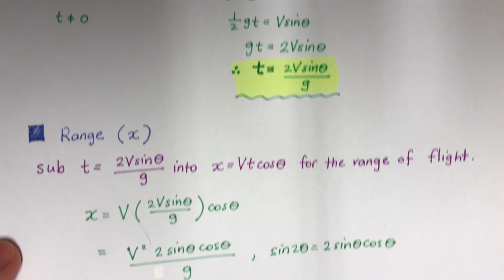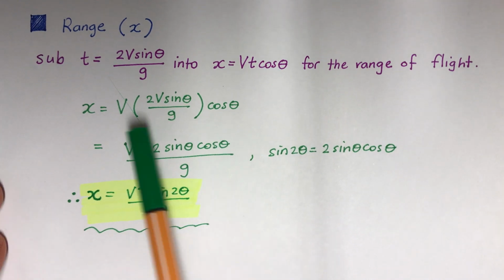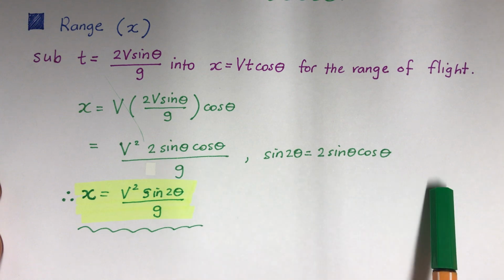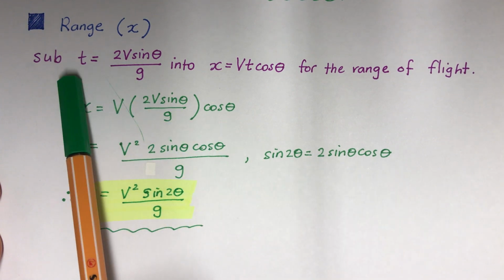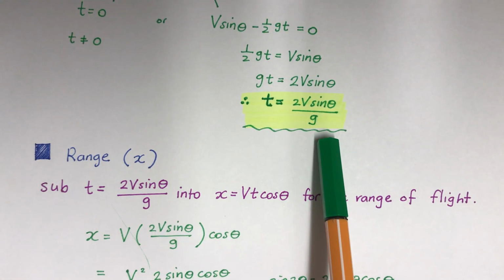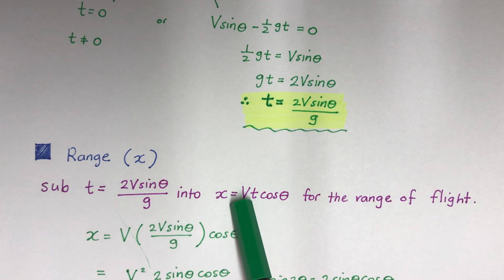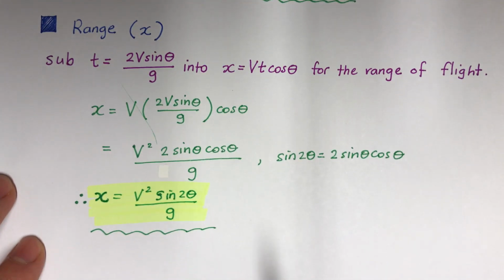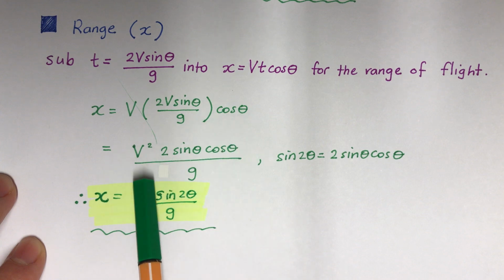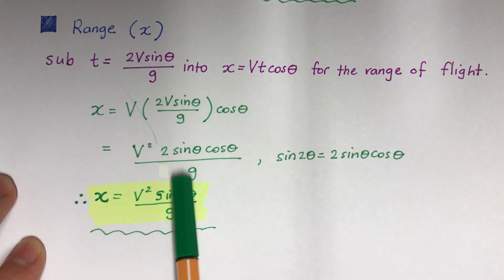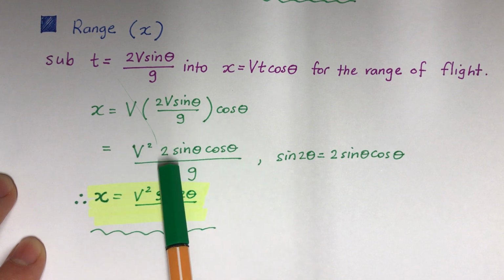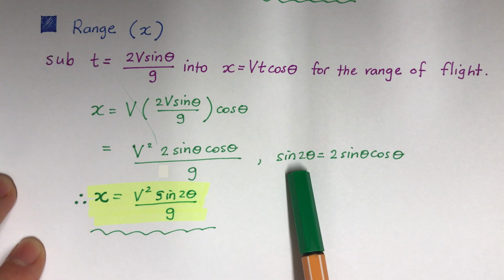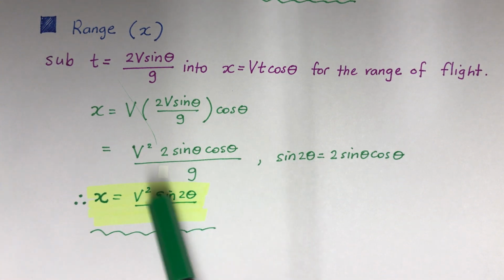Okay. Now let's have a look at the range. Range is the x, the horizontal displacement. Now substitute the time of flight into x equals vt cos theta to find the range of flight. So if we do that, we'll get this. Now, when we come to this, we get 2 sine theta cos theta, which we can replace with sine 2 theta. So it makes it a little bit simpler.